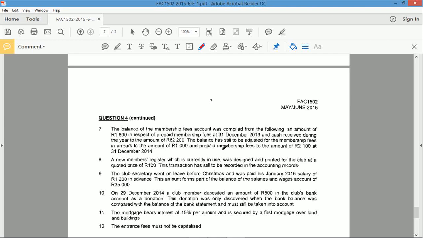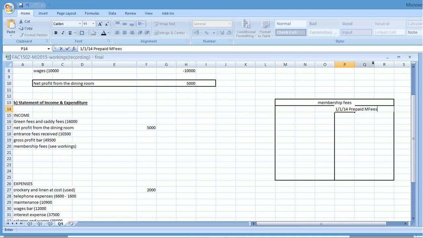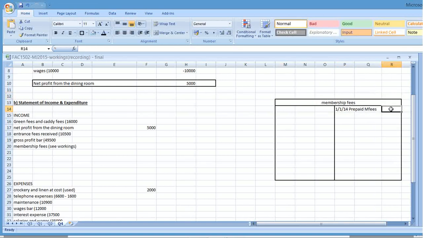Okay, that will be an accrued income, and then you've got income received in advance, which is the prepaid membership fees here, amounting to 2,100. So all of that information needs to be drawn up in a T account. So we just spoke about the membership fees. We know that last year's membership fees that was prepaid, so prepaid membership fees was 1,800. Right, then we know we received a certain amount during the year, so bank went up by 82,200. Right, then we know there was accrued membership fees, arrears, okay, for this year, 31st of the 12th.